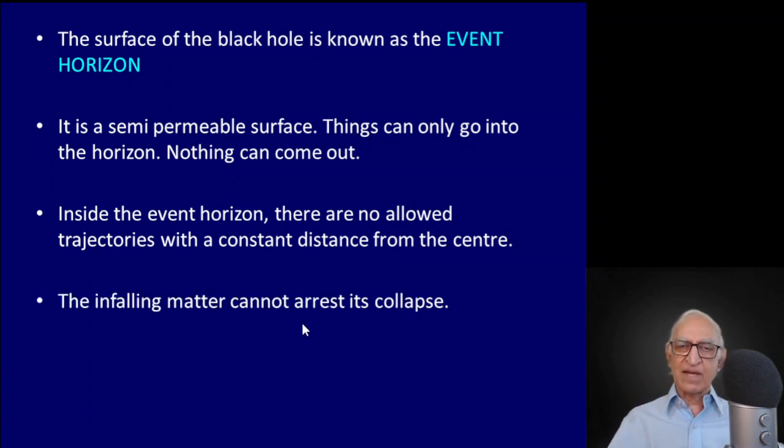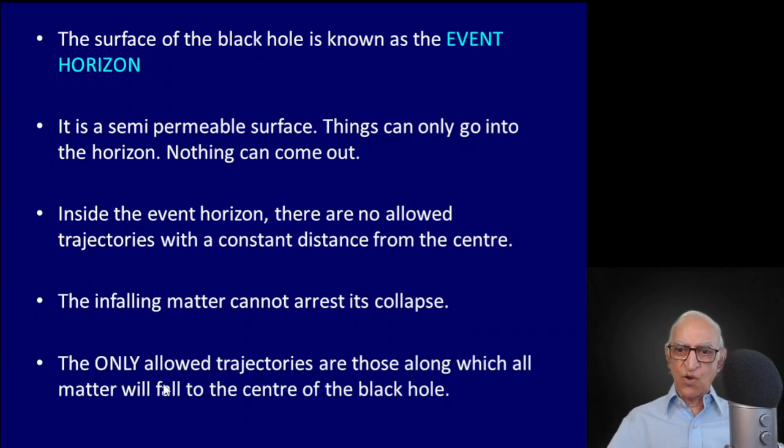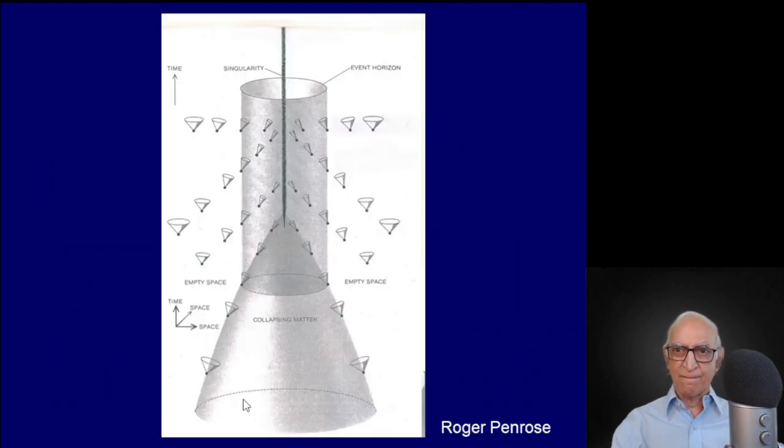The infalling matter cannot arrest its collapse. The only allowed trajectories for matter and light are those along which all matter and light will fall to the center of the black hole. So the event horizon is a very special surface. Once you cross it, you have gone past a point of no return.